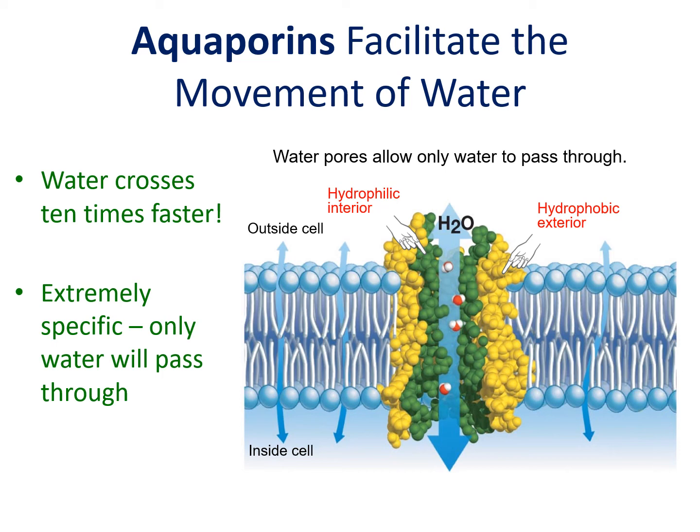Aquaporins are found in many cell membranes. And what aquaporins do is they allow water to move more quickly across the membrane. So without the aquaporins, we would have some movement of water. Water would sneak its way between the phospholipids. But remember that water is a polar molecule, so that does impede its movement a bit. But with this channel, water can move much quicker. It can move about 10 times as quickly.